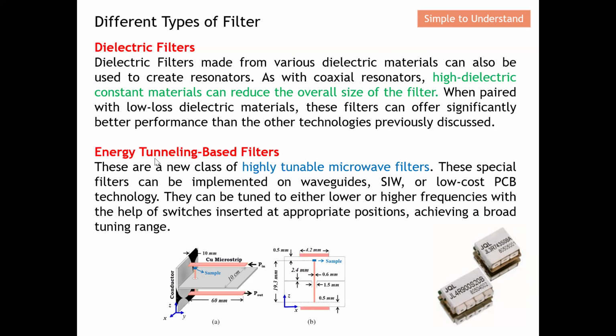This is good when we need to tune. This is what we call an energy tunneling based filter. These are a new class of highly tunable microwave filters. This special filter can be implemented on waveguide, SIW, or low-cost PCB technology. They can be tuned to either lower or higher frequency with the help of a switch inserted at an appropriate position, achieving a broad tuning range. So this is mainly to tune the frequency. If you need to tune the frequency, you probably need to design under this energy tunneling based filter.